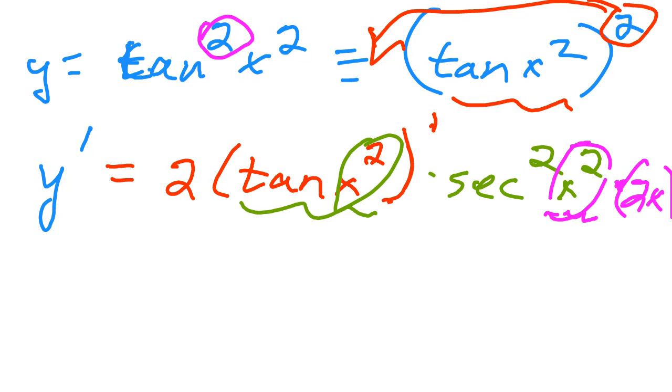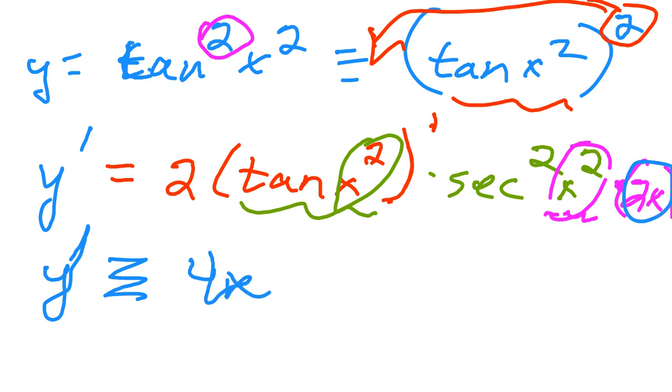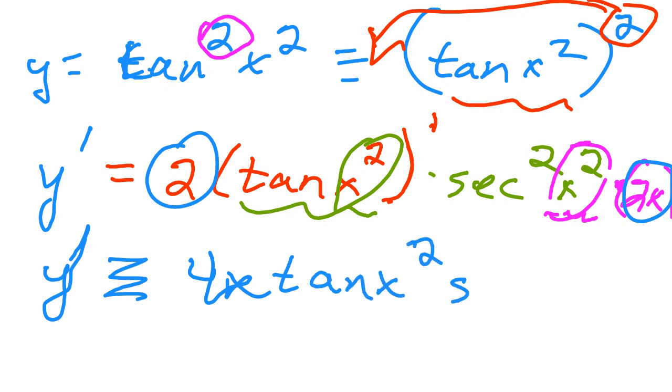So 2, that thing to the first, times the derivative of what's inside by the chain rule. That's the derivative of tangent, secant squared of that thing. But that's not an x, so I have to use a chain rule again, and the derivative of x squared is 2x. Then I simplify, and y prime is equivalent to 2 times 2, which is 4x. So there's my x. That's 4x tangent x squared secant squared x squared for the final answer. Gotcha. Okay, yeah, that makes it a little bit easier.